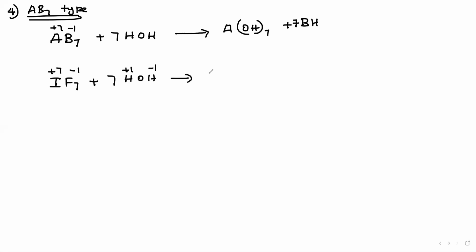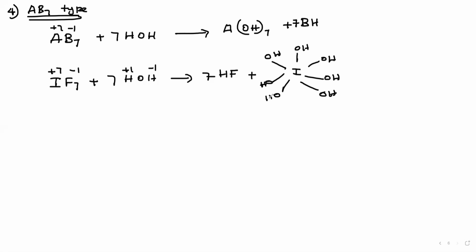They form the 7 moles of hydrogen fluoride. Okay, then the iodine has 1 OH, 2 OH, 3 OH, 4 OH, and 5, 6, 7. Here also OH, here also OH, here also OH. This is an unstable molecule. How many moles of water can release? The 3 moles of water can release.